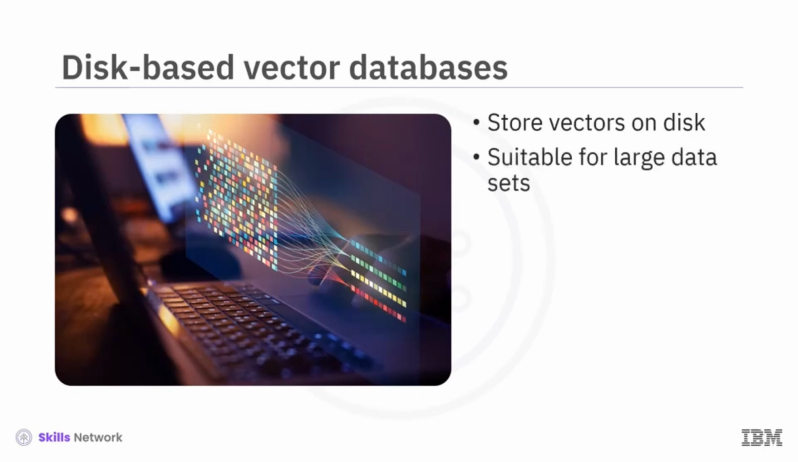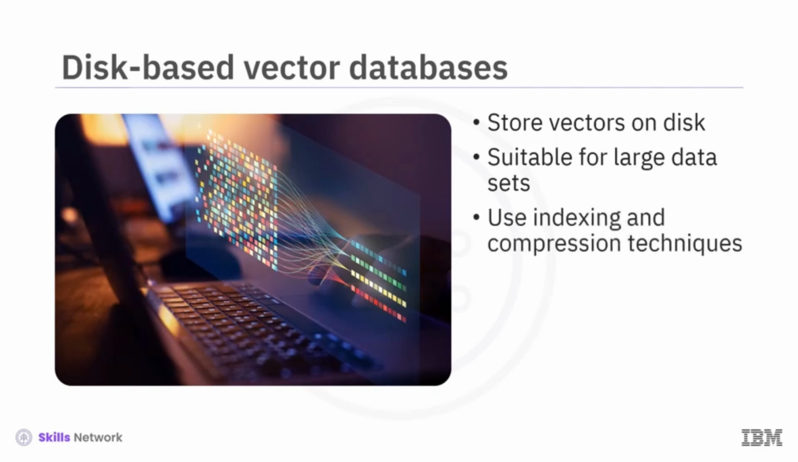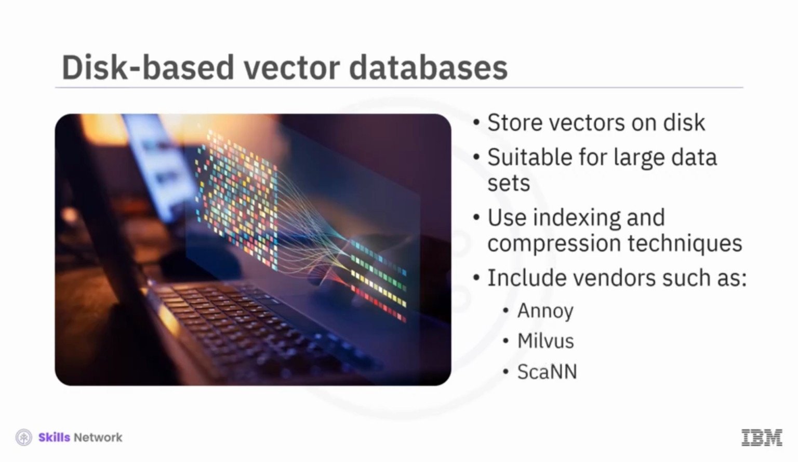Next, disk-based vector databases store vectors on a disk. This method suits large datasets that exceed memory capacity. These databases employ sophisticated indexing and compression techniques to enhance storage and retrieval efficiency. Disk-based vector databases include Annoy, Milvus, and ScaNN. As an example, Annoy, which stands for Approximate Nearest Neighbors Oh Yeah, is one database in this category. Annoy stores vectors on disk and constructs indexes for quick retrieval. Annoy reports that it's built for fast approximate nearest neighbor searches and is ready for recommendation systems and information retrieval applications.